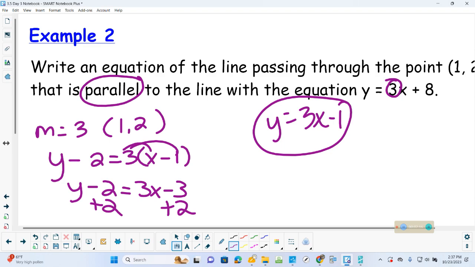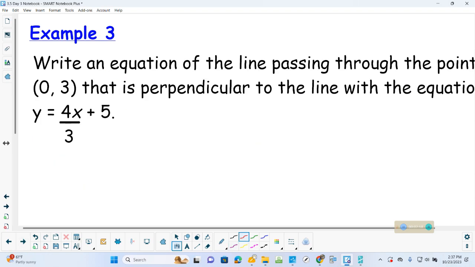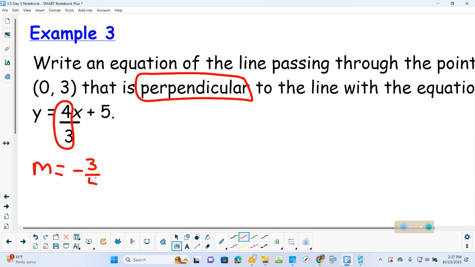Okay, we're getting fancy now. Get ready for it. Write an equation of the line passing through the point 0, 3 that is perpendicular. Okay, so same question, of course. Here's our slope. I believe it was Mason that said, to make perpendicular slopes, opposite and inverse. So you have to change 2 things. If this is positive 4/3, I'm going to use negative. And you're going to have to flip this. You're going to have to use the reciprocal. So I'm going to make it 3 over 4. So for perpendicular, you have to change the sign and flip your fraction, double flip.